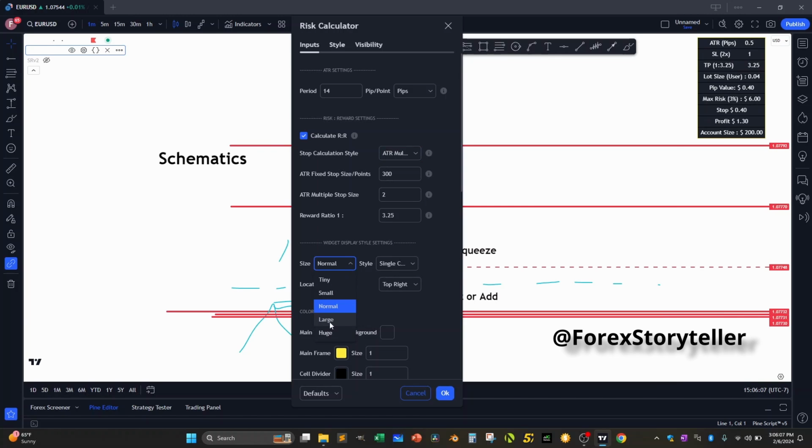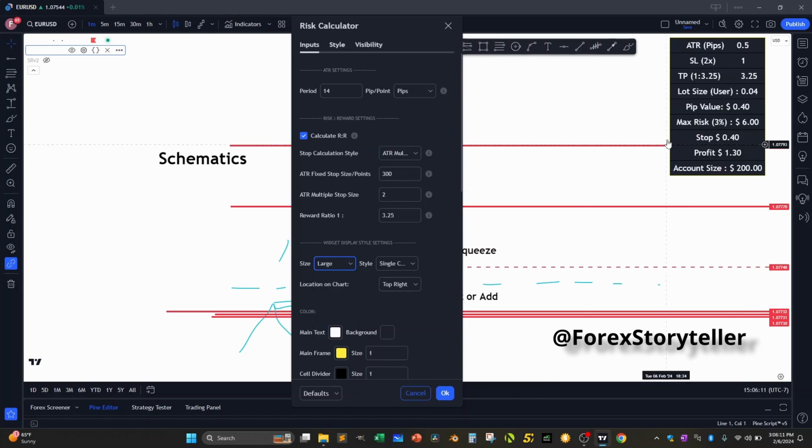There's 5 sizes for it. Tiny works pretty good on the phone. Normal's usually good for desktop. You can set it anywhere around the screen as well, 9 different positions, and you can kind of customize the view of it a little bit.